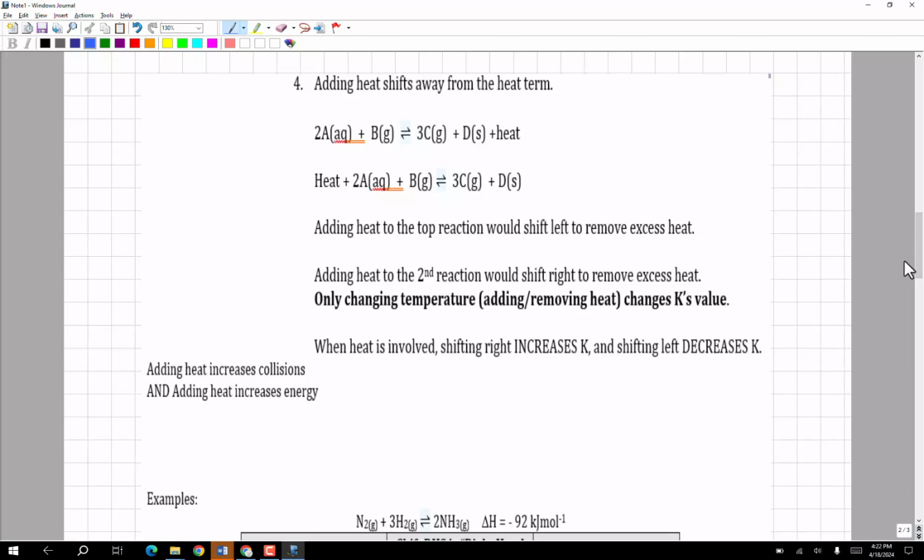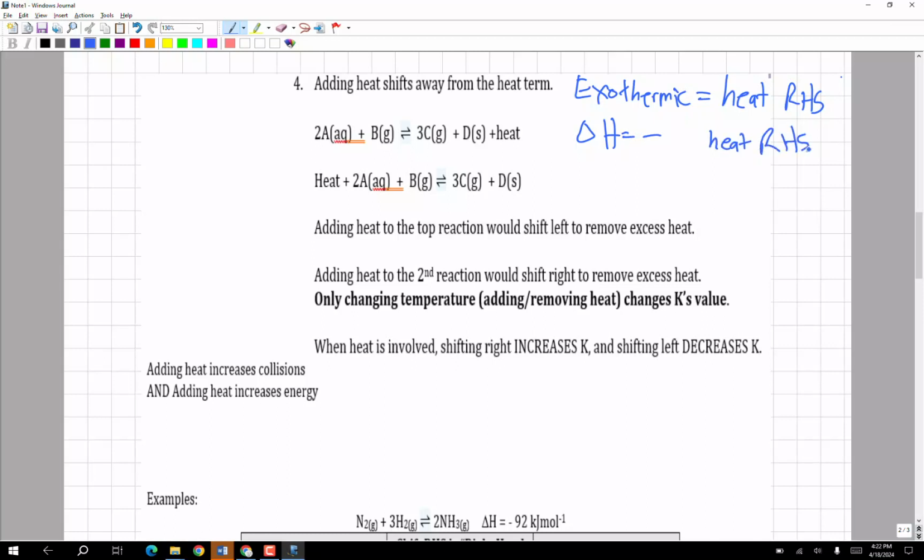Adding heat shifts away from the heat term. You will often see a heat word just like this. If I see exothermic, which is very common, heat is on the right. And if I have delta H equals a negative number, then heat is going to be on the right-hand side.